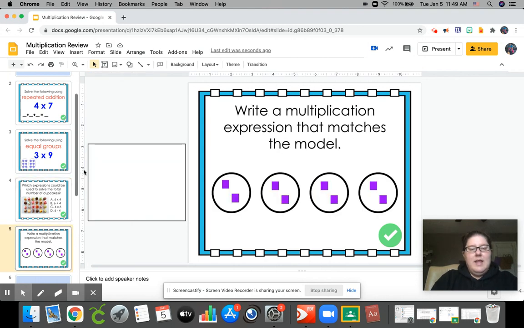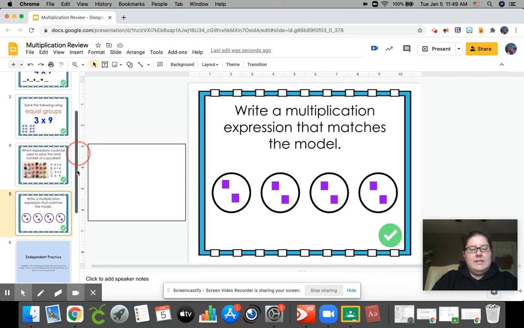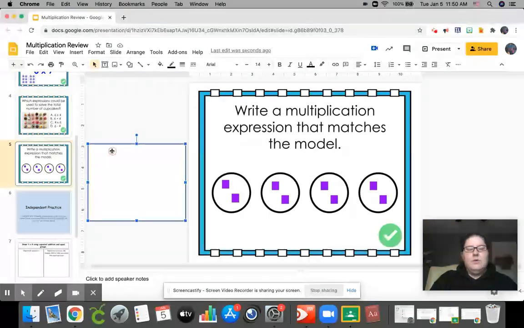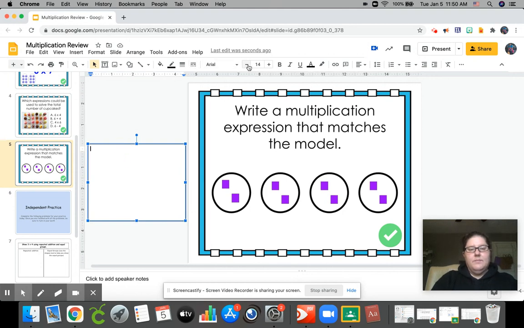Right? Now let's look at the last one, the last example that we have. And this one says to write a multiplication expression that matches the model. So again, we are looking at groups that we have and how many are in each group. And I know that it says a multiplication expression, so I'm going to make sure that I have a multiplication sign in there. So we're going to look at this. So how many groups do I have? Right? If you said that we had 4 groups, you would be correct. How many are in each group? If you said 2, you are correct.